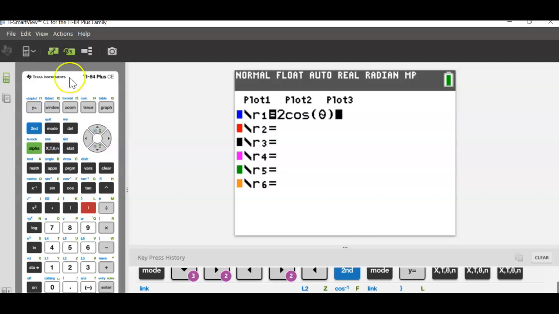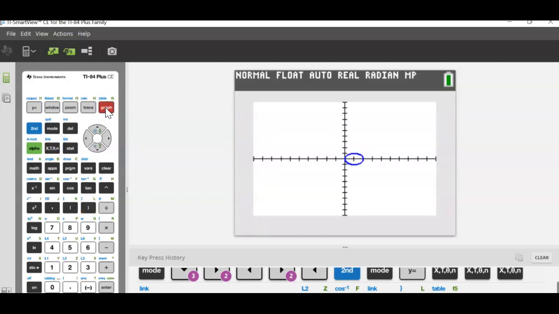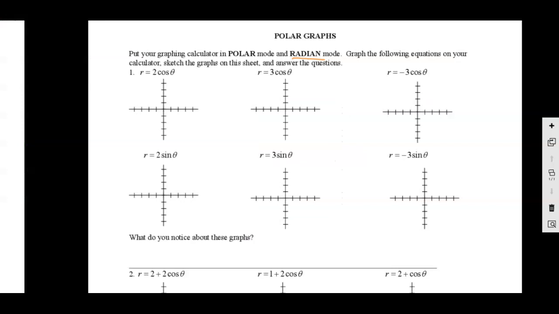Let's look at what this graph is going to look like. It's a circle, and it's a circle on the positive x-axis that extends out to 2. All right, so let's switch it back. It was a circle, on the positive x-axis, and it actually extended out to x equals 2, extended out 2 units.